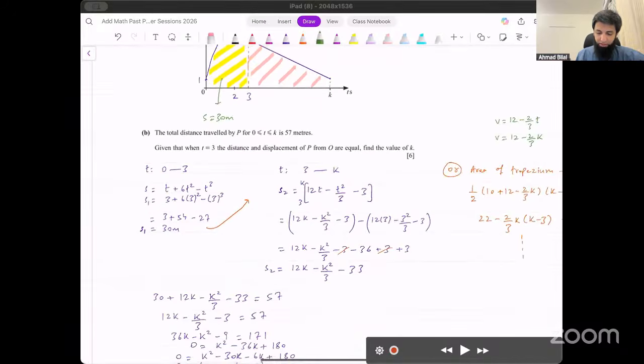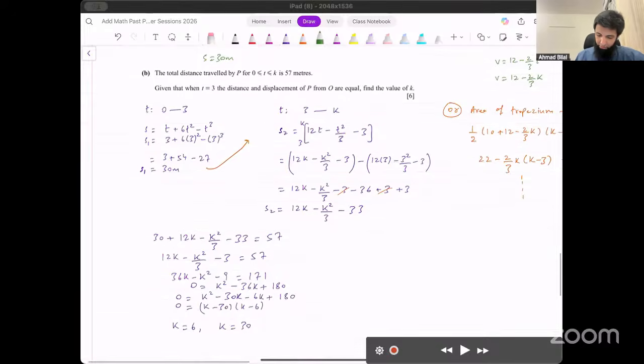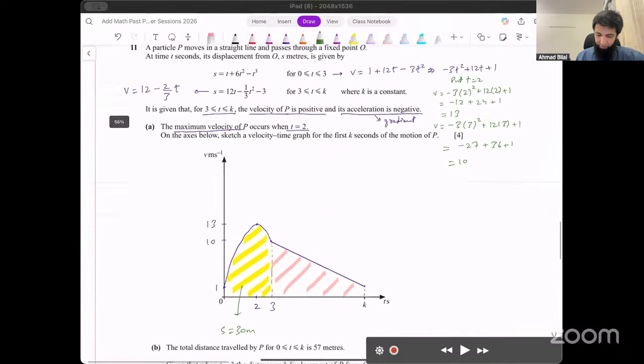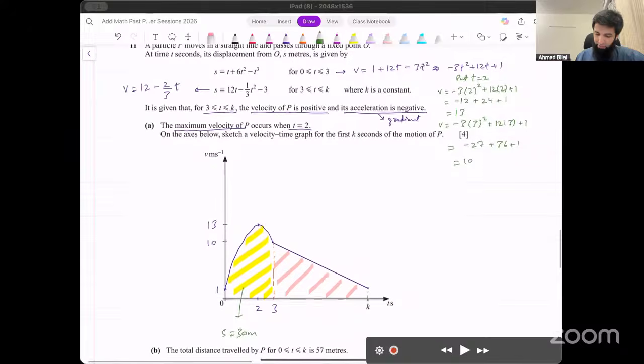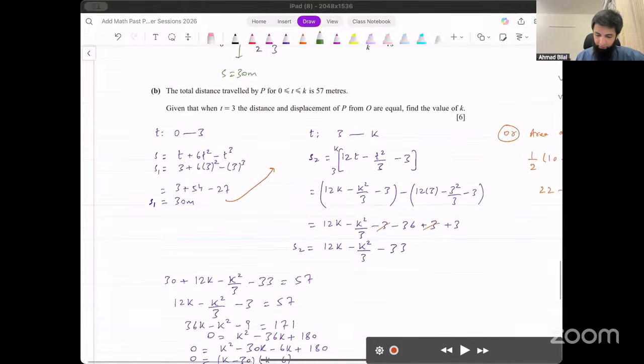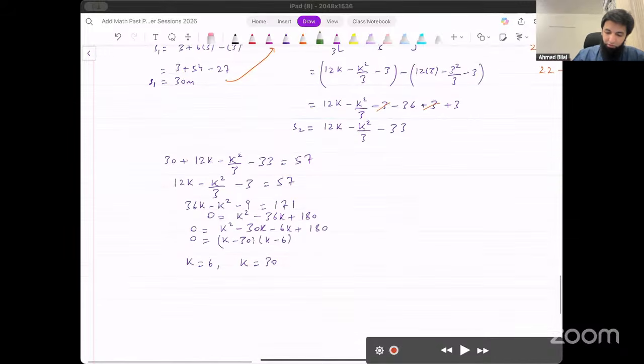Both of them are more than 3. That is one thing. Is 6 possible? 6 is possible. Okay, 6 is indeed possible. There's no problem with that. 57, the total distance traveled is this. Yeah, okay. So we're getting two values of k. There's no problem in accepting 6 as a possible answer.